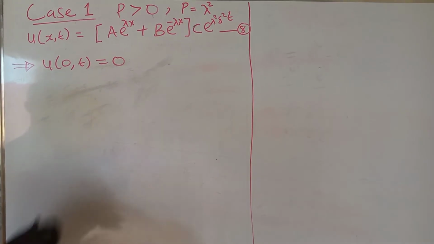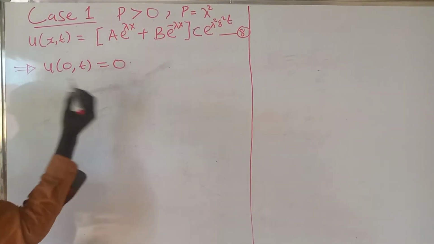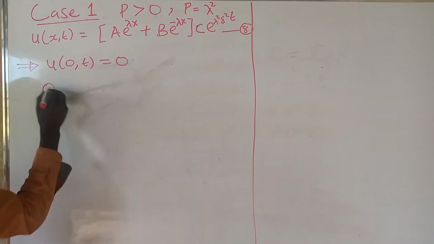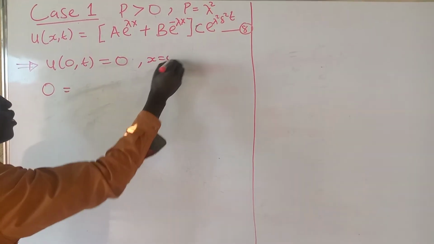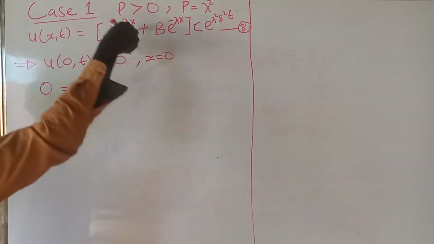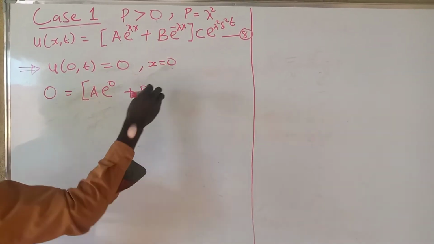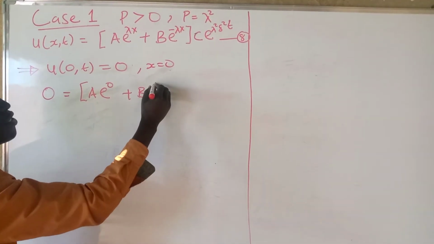In most questions, these boundary conditions are given. So let's substitute. Wherever there's x, I'm going to put 0. So on this function here, at this point, I'm going to put 0. So it's going to be a times e to the power 0, plus b times e to the power lambda times 0, which is 0.